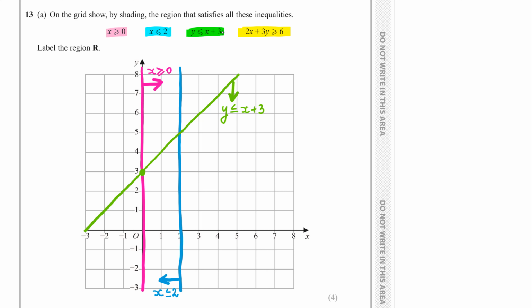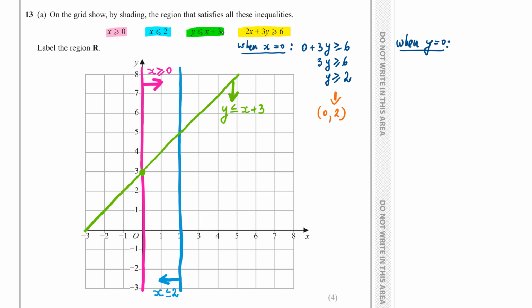The simplest points that we can work with are when x or y is equal to 0. When x is equal to 0, replacing x in this inequality, the 2x will become 0, so the inequality will become 0 plus 3y larger or equal to 6. 3y is larger or equal to 6, and dividing across by 3, y is larger or equal to 2. The coordinate point that we are looking for when x is equal to 0 is 0, 2.